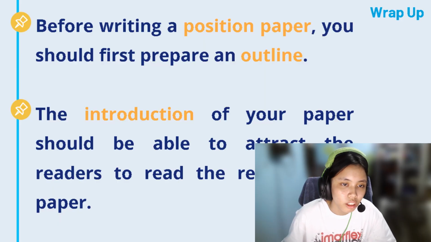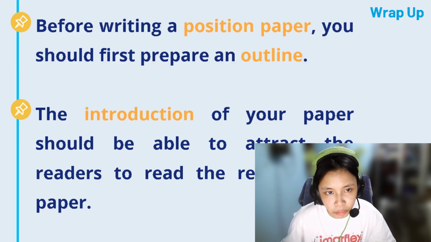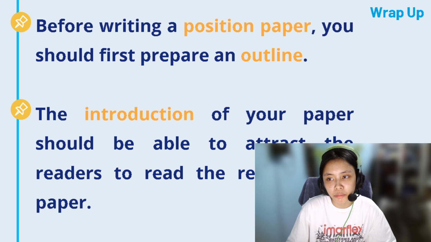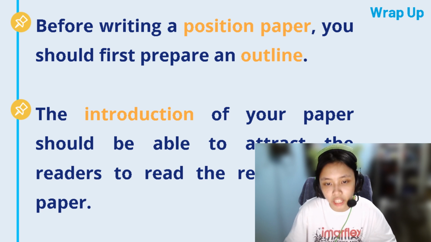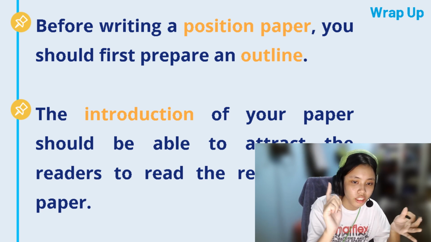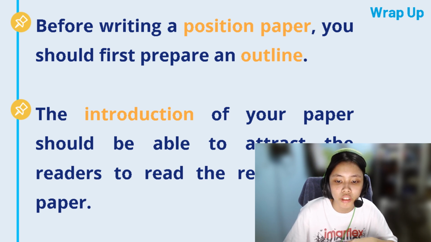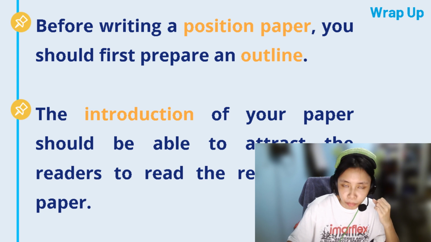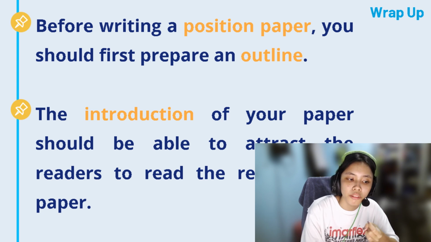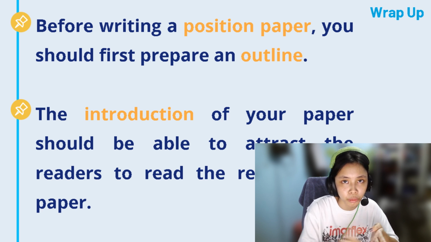As a summary, these are the things you need to remember. Before writing a position paper, you should first prepare an outline, the introduction, the body, and the conclusion. The introduction of your paper should be able to attract the readers to read the rest of your paper. The introduction should have the statement of the topic, the background of the issue, and your stand on the issue that you're going to discuss.